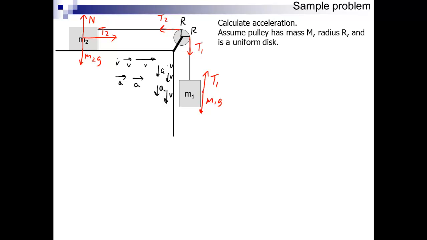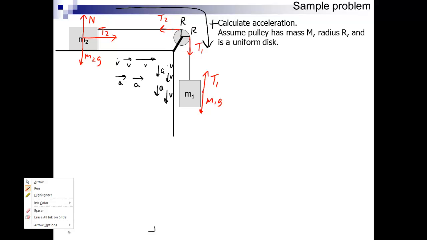The third step is determine the coordinate system. Well, the coordinate system, I want to say in this direction here, is going to be positive. So for all three objects, to the right for M2, clockwise for the pulley, and downward for M1 will be positive. So we determine our coordinate system. Our next step is to explicitly write out Newton's second law. So really important step there.